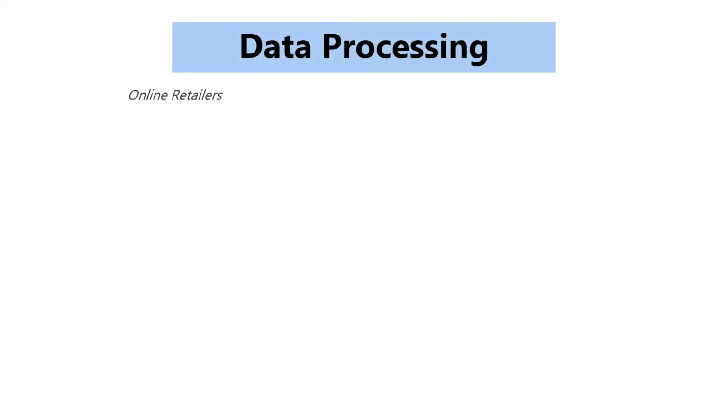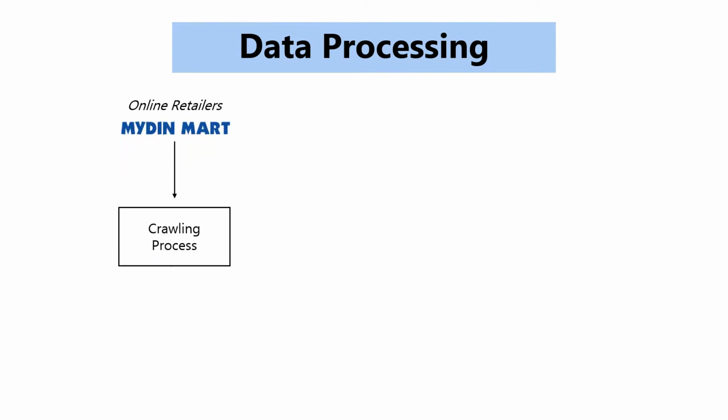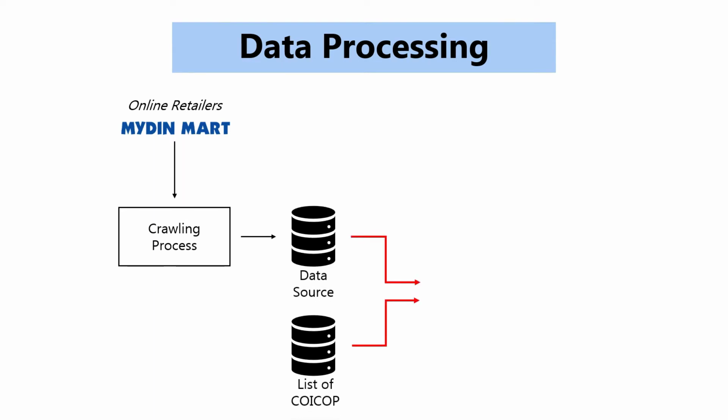The data processing starts by crawling processes from online retailers, in this case mydean, and collected into a data source. The data source will be processed in COICOP classification along with the list of COICOP to get the final outcome data.